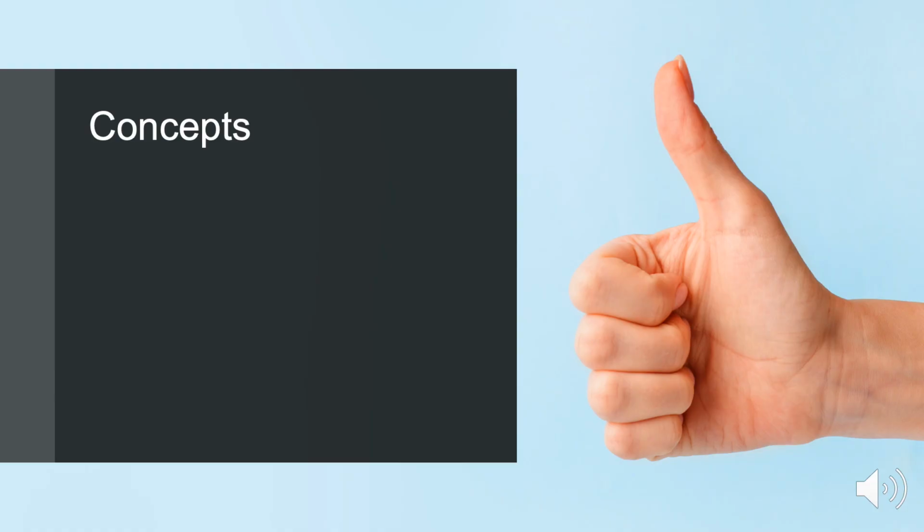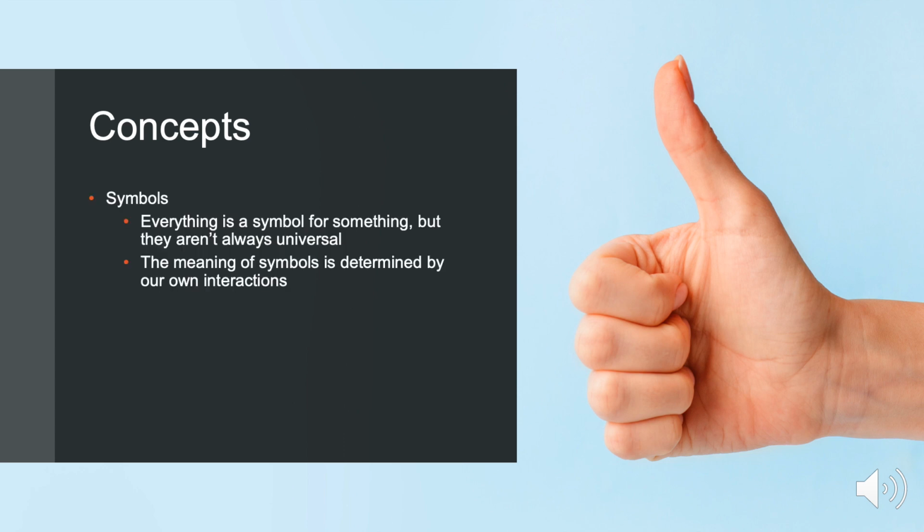Now we can move on to the primary terms and concepts of this theory. Let's talk first about symbols. Everything is a symbol for something, but they are not always universal. The meaning of symbols is defined by our own interactions with those symbols.